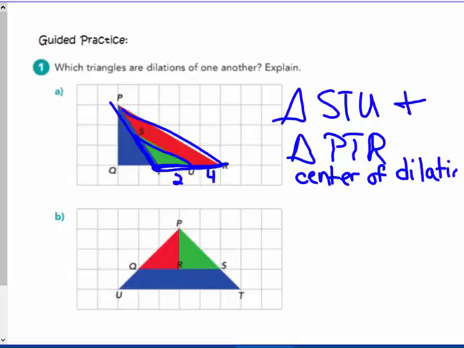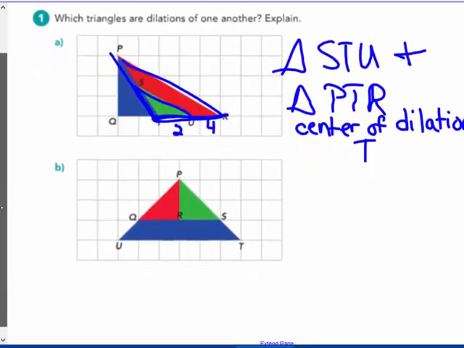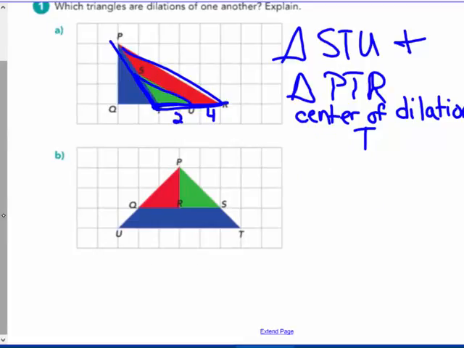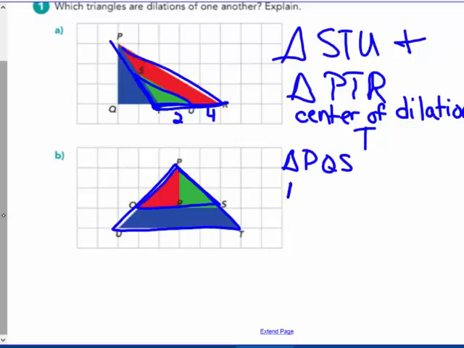So their center of dilation is T. They have to have something in common. Okay, center of dilation is T. In part B, common point: PQS and PUT. So triangle PQS and triangle PUT. Their center of dilation is P.